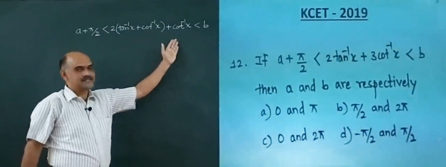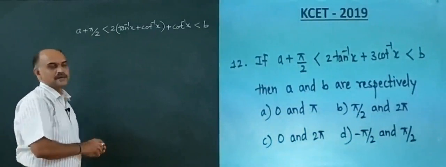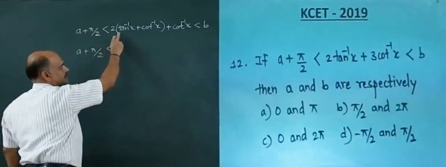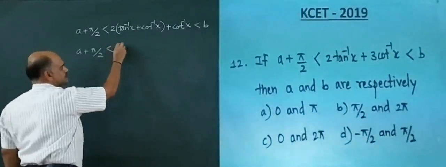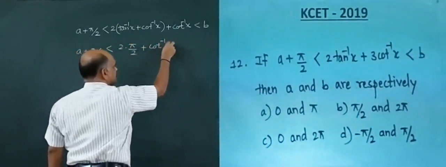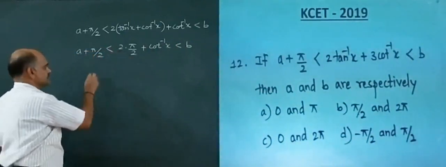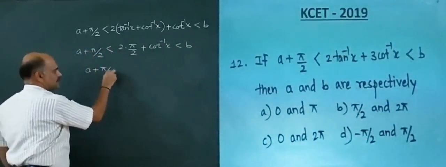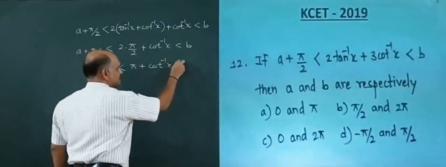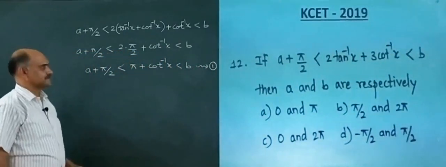3 cot inverse x, what I have done? 2 cot inverse x plus cot inverse x I have written. And among those 2 I have taken common. So A plus pi by 2 less than 2 into, tan inverse x plus cot inverse x is pi by 2, plus cot inverse x less than B. So 2 gets cancelled. A plus pi by 2 less than pi plus cot inverse x less than B. This is equation 1.